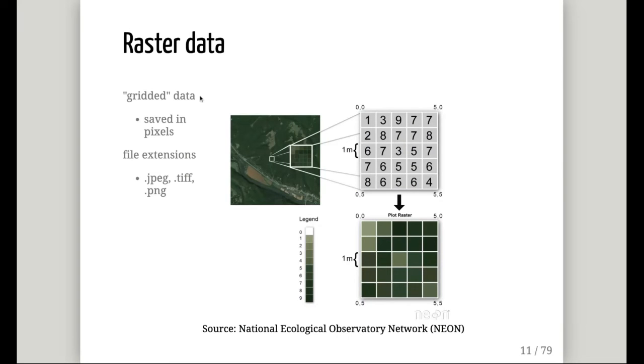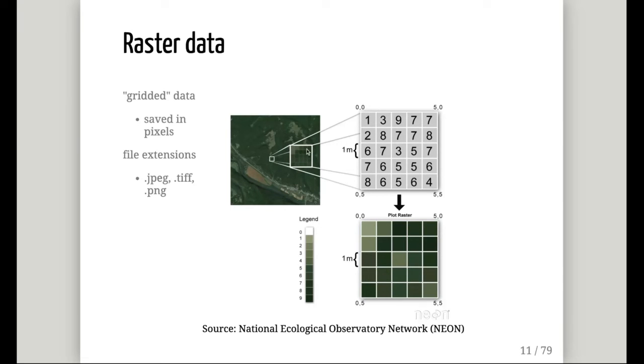Next is raster data. Raster data is the second type of spatial data. It doesn't have geometries like the points, lines, polygons that we talked about. This data is in the form of grids, so it's gridded data saved in pixels. And if you're thinking pixels, you're thinking images, that would be correct. So images are raster data. And along the same lines, the file extensions would be those for images like JPEG, TIFF, or PNG, anything that has pixels.